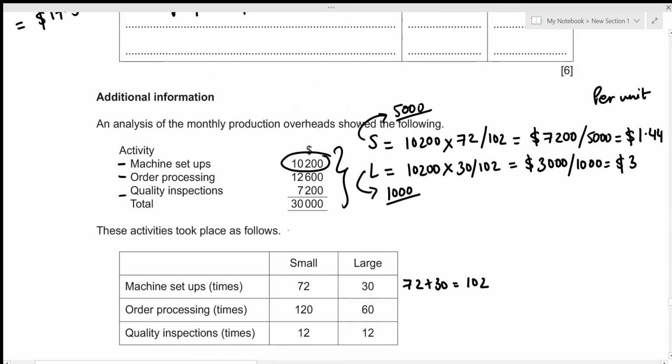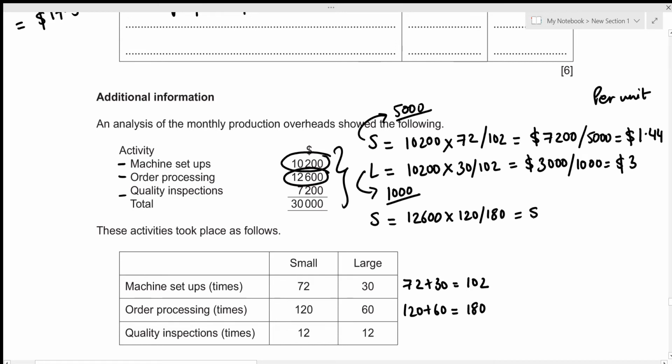Now we repeat the same process for order processing as well. Let's figure out the total times the orders were processed. So that's just going to be 120 plus 60, which is 180. So out of 180 orders processed, 120 were done for small sizes, whereas 60 were done for large sizes. So let's allocate the total cost of order processing of 12,600 on this particular basis. For small sizes, that's just going to be the total cost of 12,600 times 120 by 180, because 120 orders were processed for small out of the total orders processed of 180.